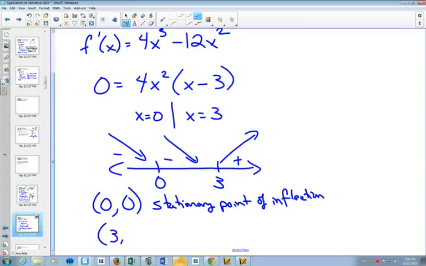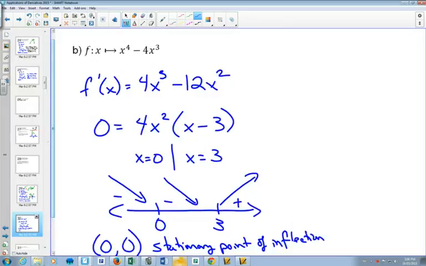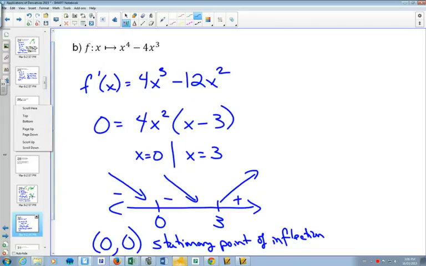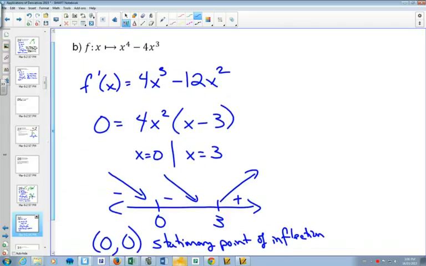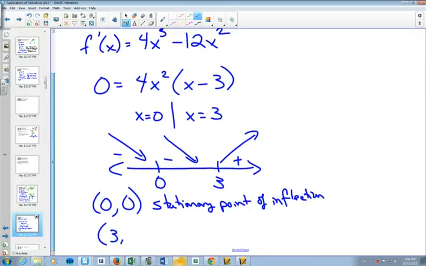And 3, comma, plug that in, 81 minus, what is that, 81 minus 108? Negative 72? I don't think that seems high. Negative 17? Or negative 27? All right. There we go. Negative 27. And that will be a local minimum.